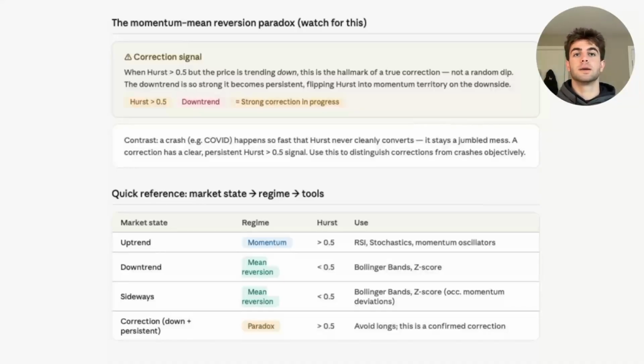Then at the bottom, I just have a quick table. Using the Hurst value, determine what type of market it is. If it is a uptrend, use a momentum following strategy. If it is a downtrend, use a mean reversion strategy. If it's moving sideways, also use a mean reversion strategy. And then if it is a correction, it is going down in a trend, avoid longs, potentially avoid even trading here. It would take away a large chunk of time in the market, but until there's a solid solution that I figure out, it may be better to avoid trading this.